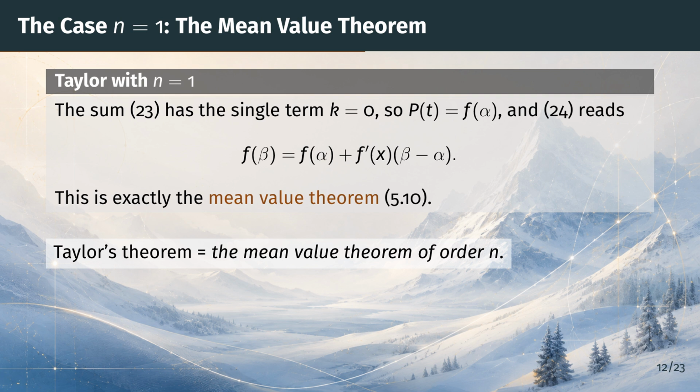This also hints at the proof strategy. If the case n equals 1 is the mean value theorem, perhaps the general case follows by applying the mean value theorem n times. It does. But first, let's see why the theorem is so useful in practice.